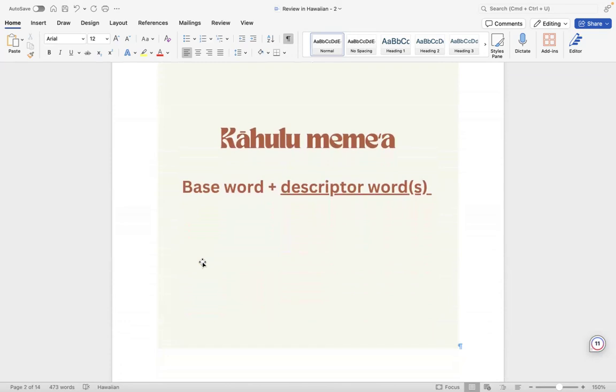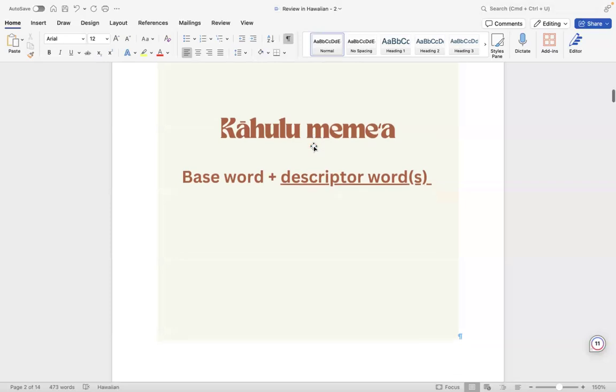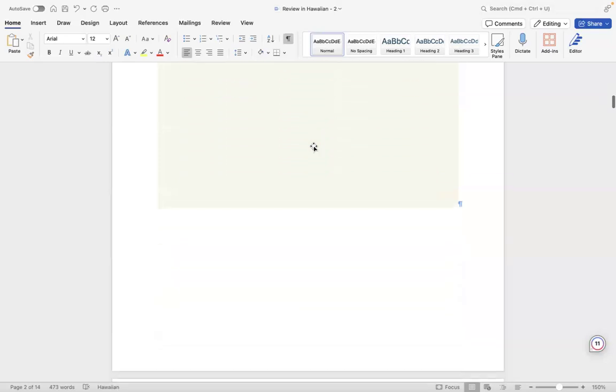So to review, kāhulu comes from Kamana Wilson's work, and it's the word that they use for the descriptor word that comes behind a word. You have the base word plus the descriptive word, and the thing that's underlined is what we call the kāhulu memeʻa. Can you say that? Kāhulu memeʻa. One more time, kāhulu memeʻa.